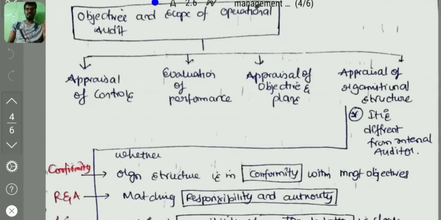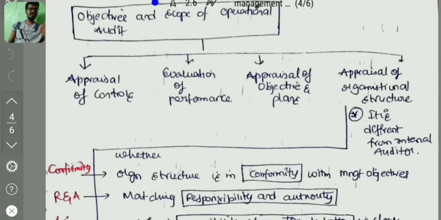Evaluation of performance: whether the performance has been done correctly and toward the desired objectives or not. They will check. Evaluation of the performance will be made by the operational auditor. And appraisal of objectives and plans: first, the management will decide the objectives and plans. Whether the management is reaching the objectives or not, the operational auditor will evaluate or appraise.